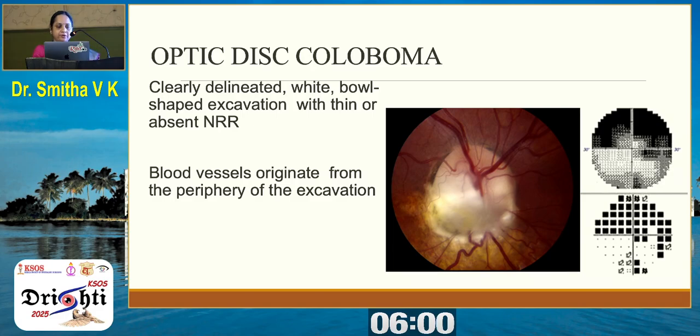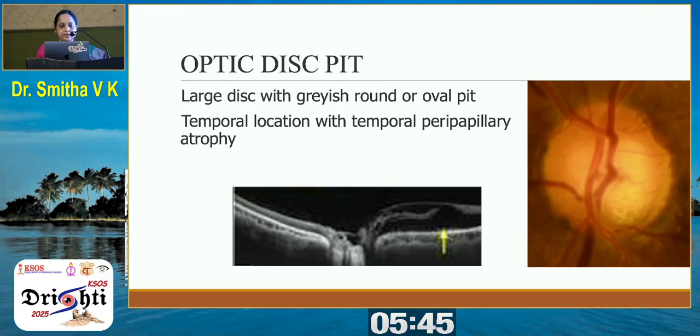In optic disc coloboma, you can see a clearly delineated wide bowl-shaped excavation with thin or absent neuroretinal rim, and the blood vessels originate from the periphery of the excavation. Here there is an inferior excavation with a corresponding superior field defect. In optic disc pit, you can see a large disc with a grayish round or oval pit. The pit is usually temporally located with temporal peripapillary atrophy, and OCT can show neurosensory detachment.